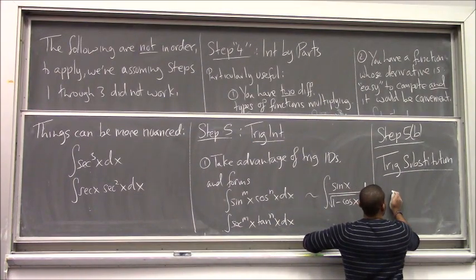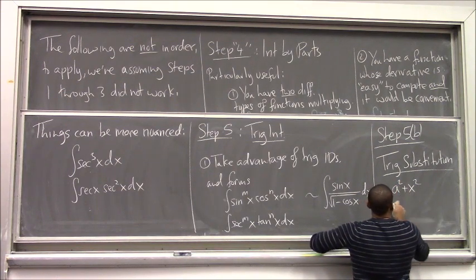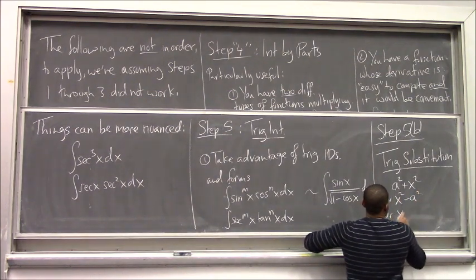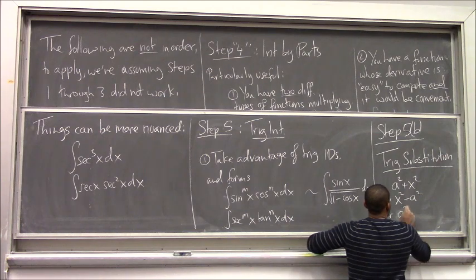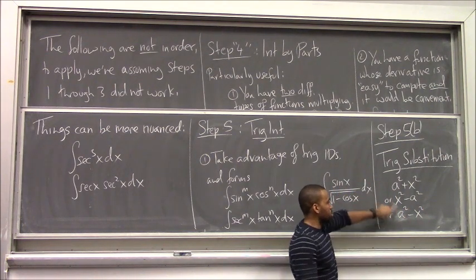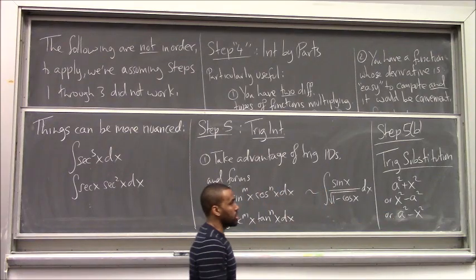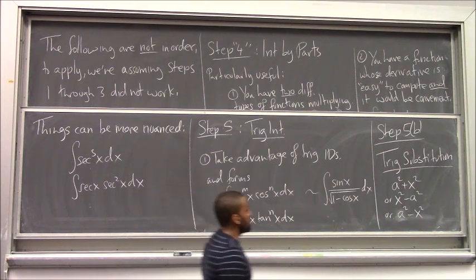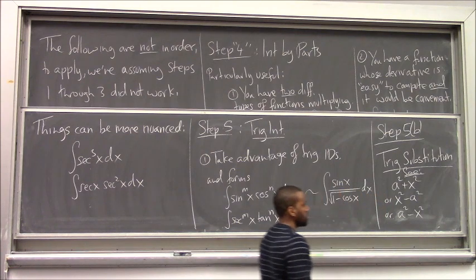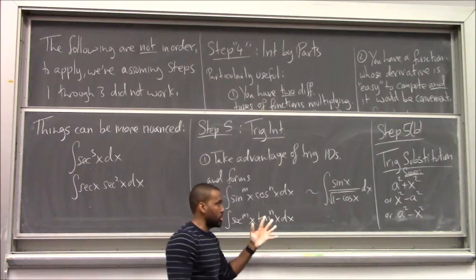What were they? A squared plus x squared, or let's see, x squared minus a squared, or a squared minus x squared. You see one of these forms, that reminds you of a tangent, that reminds you of a secant, that reminds you of a sine function. And so you see one of these guys somewhere. More convenient, so if you see these guys, and again, we know that substitution is not going to work out.